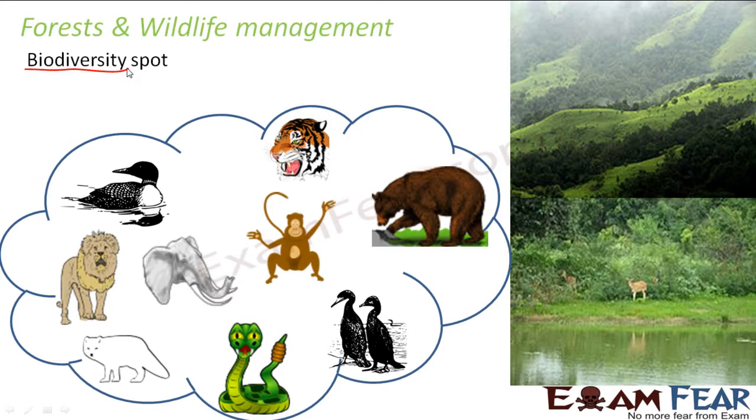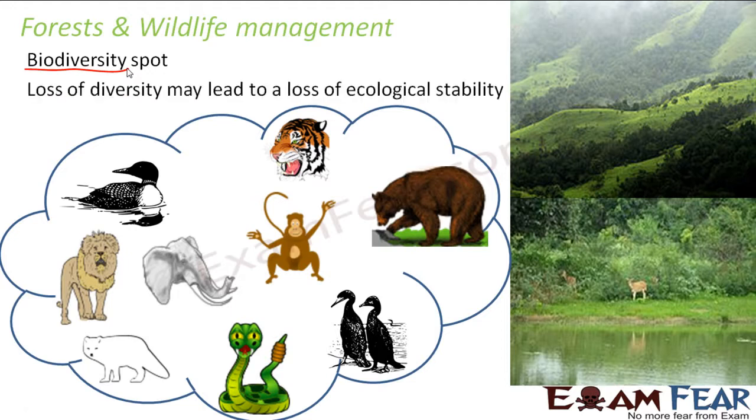So when you think of a forest, in a forest you have so many different kinds of living organisms. You have different kinds of animals, insects, birds, and plants, right? So many different kinds of living organisms in the same area. That is why it is known as a biodiversity spot. That is why a forest is a very precious natural resource. Loss of diversity may lead to loss of ecological stability.